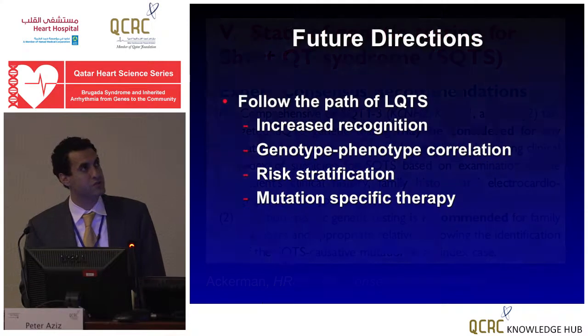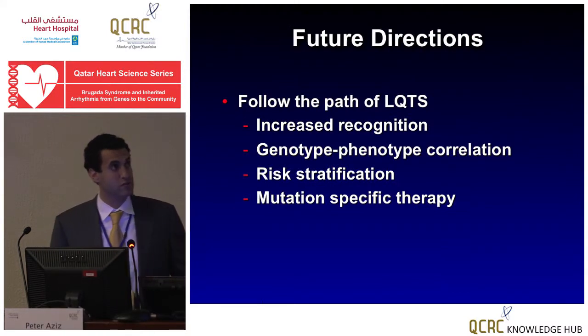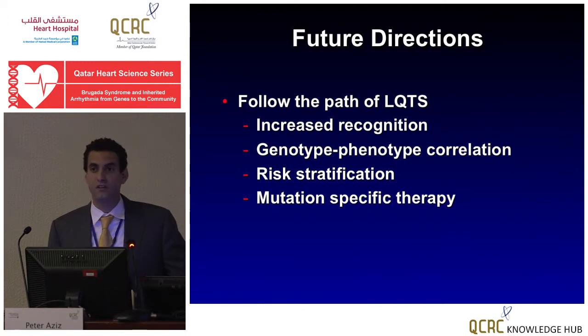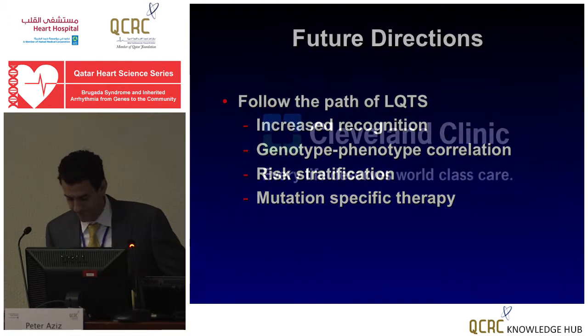And hopefully that's the future direction, that short QT syndrome really follows the path of long QT syndrome in the sense that there's increased recognition and more genotype-phenotype correlation. We can risk stratify with genotype information, and that obviously will guide mutation-specific therapy. I don't know how long we are from this, but hopefully we're going to get there soon. Thank you.